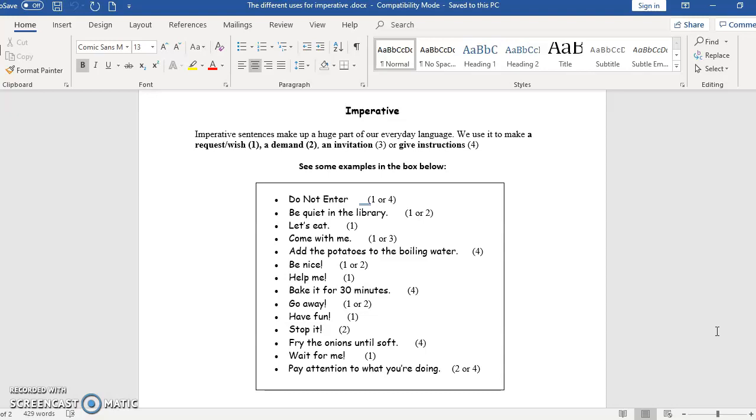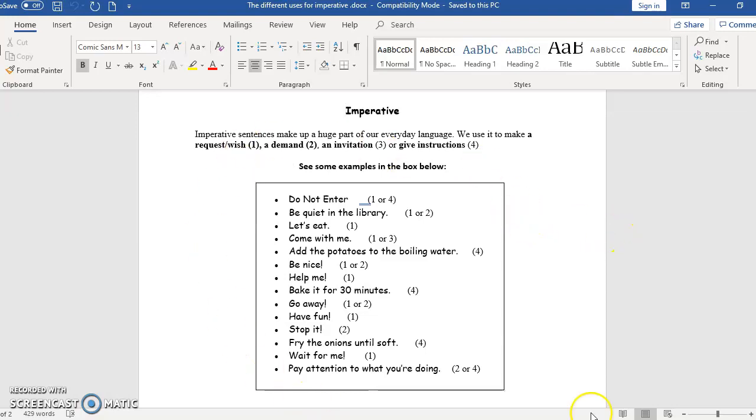But first I want to look at the language we are going to use because it's connected to the texts. This week I want to look at imperative with you. Imperative sentences make a huge part of our everyday language. We use it to make a request or a wish, a demand, maybe an invitation, or of course we use it when we give instructions to people.